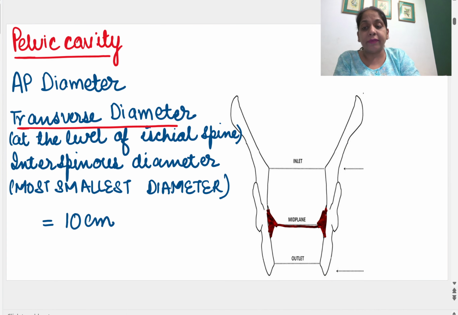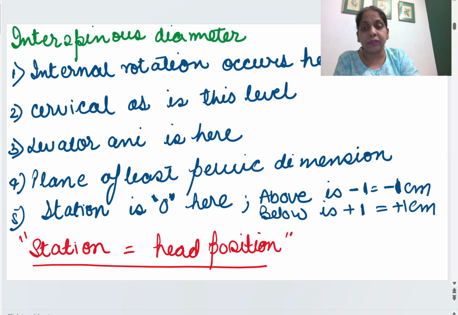Now what is the relevance of this interspinous diameter? First of all, internal rotation occurs here. The cervical os is at this level. The levator ani is also at this level, and due to the levator ani muscle only, the internal rotation takes place. This is the plane of least pelvic dimension. As already discussed, station is 0 here.